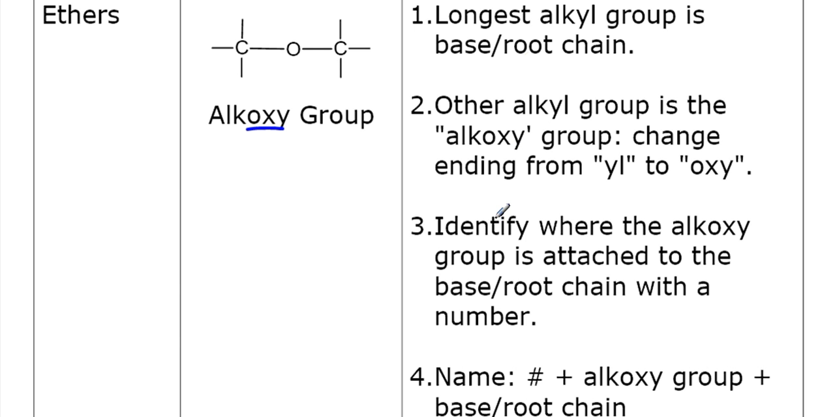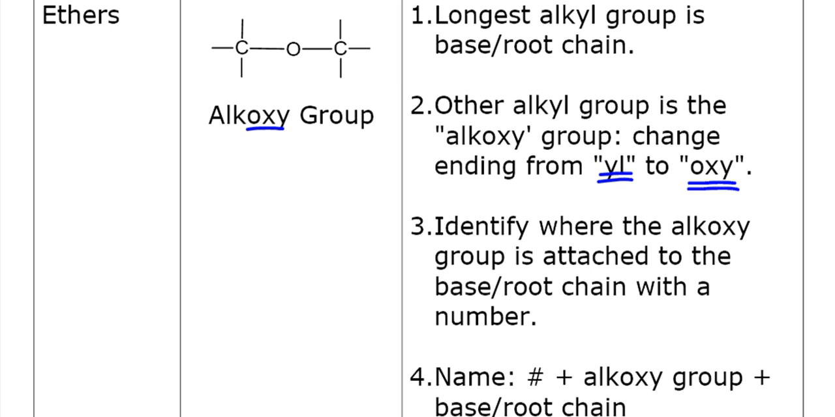And you're going to change that ending. If we had a normal branch, it would be YL, but instead of YL, it will end in oxy. You also have to identify, just like any other branches, where the alkoxy group is attached to the base chain with a number. So is it attached on carbon 1, 2, 3, or 4, or whatever the number is? So you need that number in there. And then putting it all together, you need that alkoxy branch name, the alkoxy group name, and then you end with the base chain.